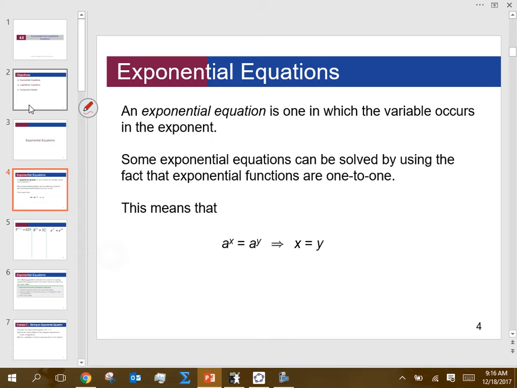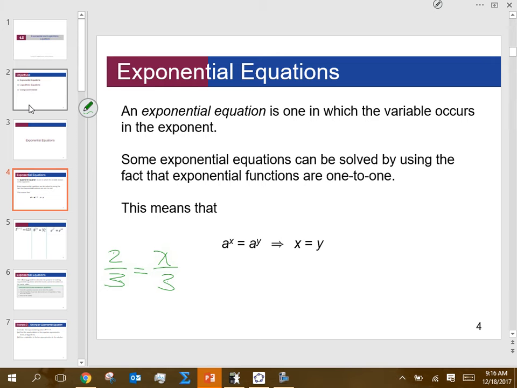Like if I said 2/3 is equal to x over 3, what does x have to be for the side on the left and the side on the right to be identical? X has to be 2. That's what we're referring to here as a one-to-one relation. That's got to be 1-to-1. Does that make sense?